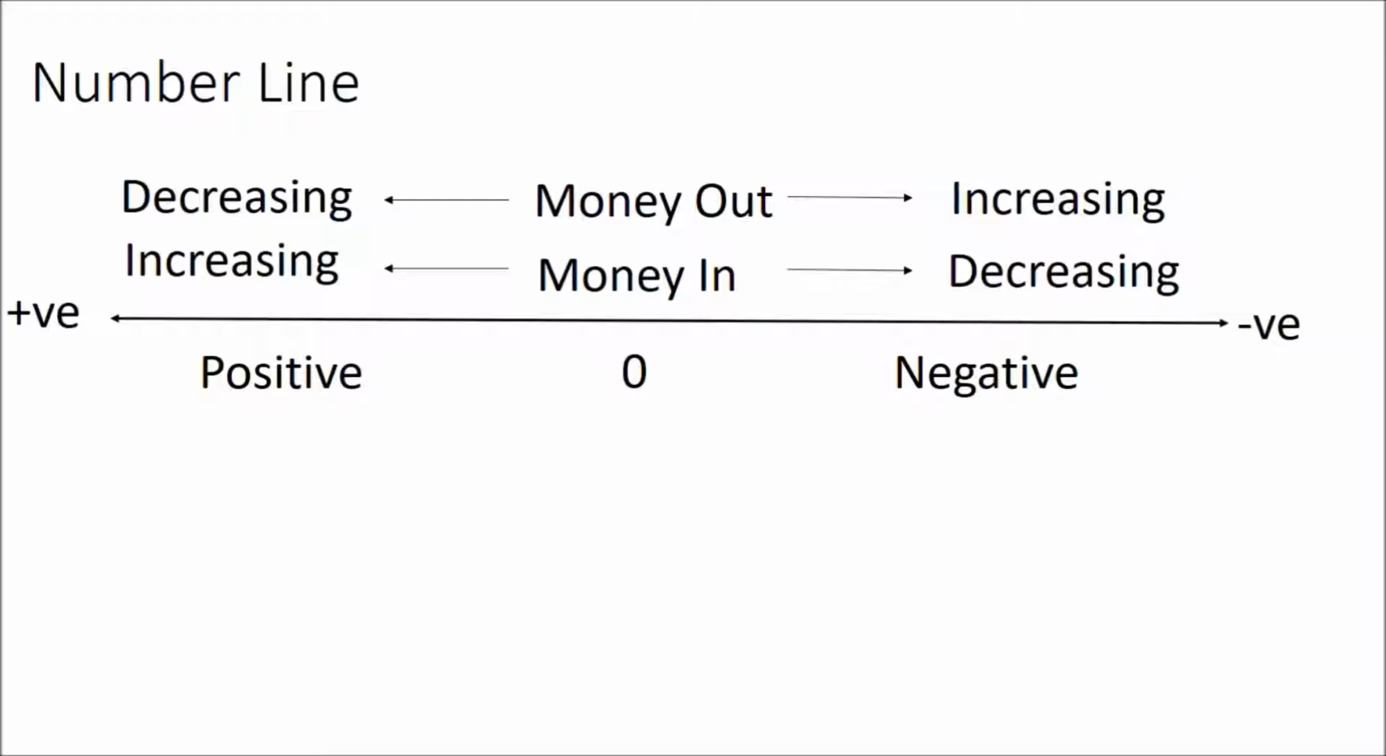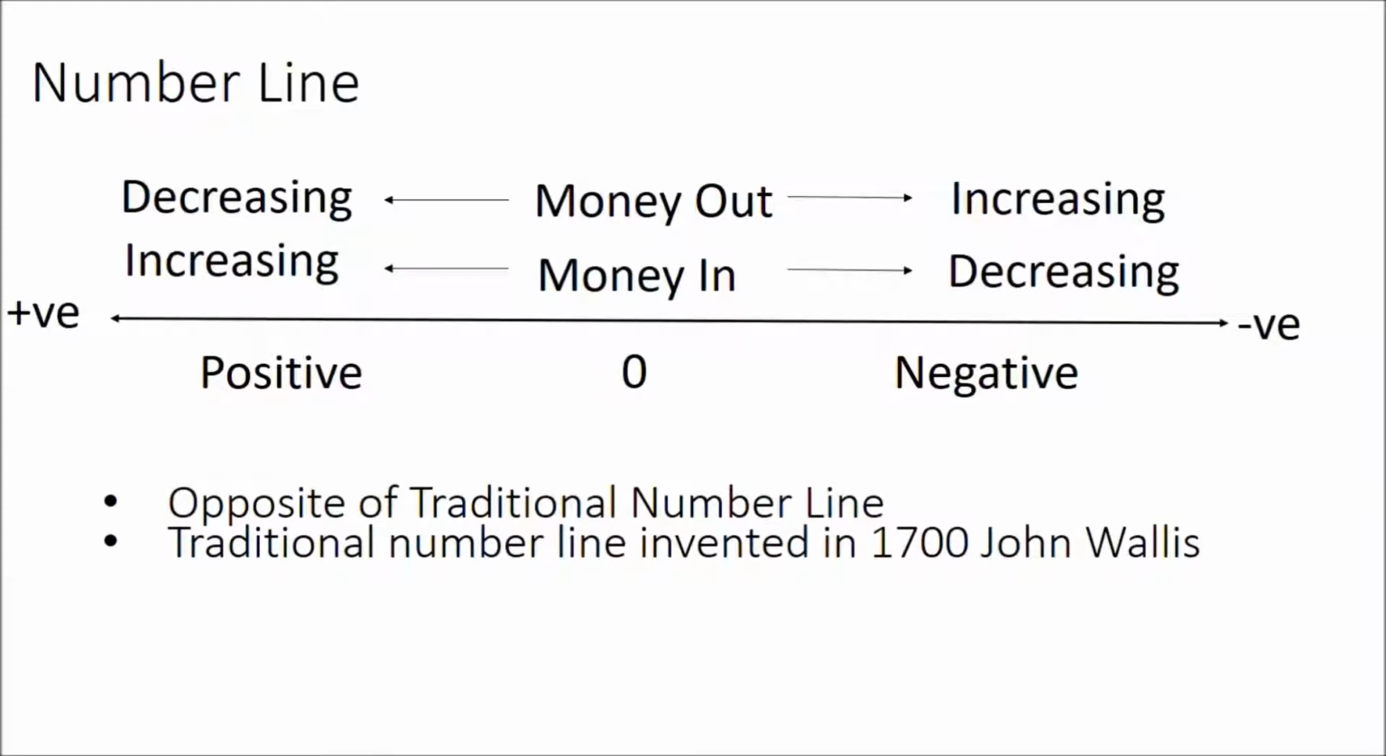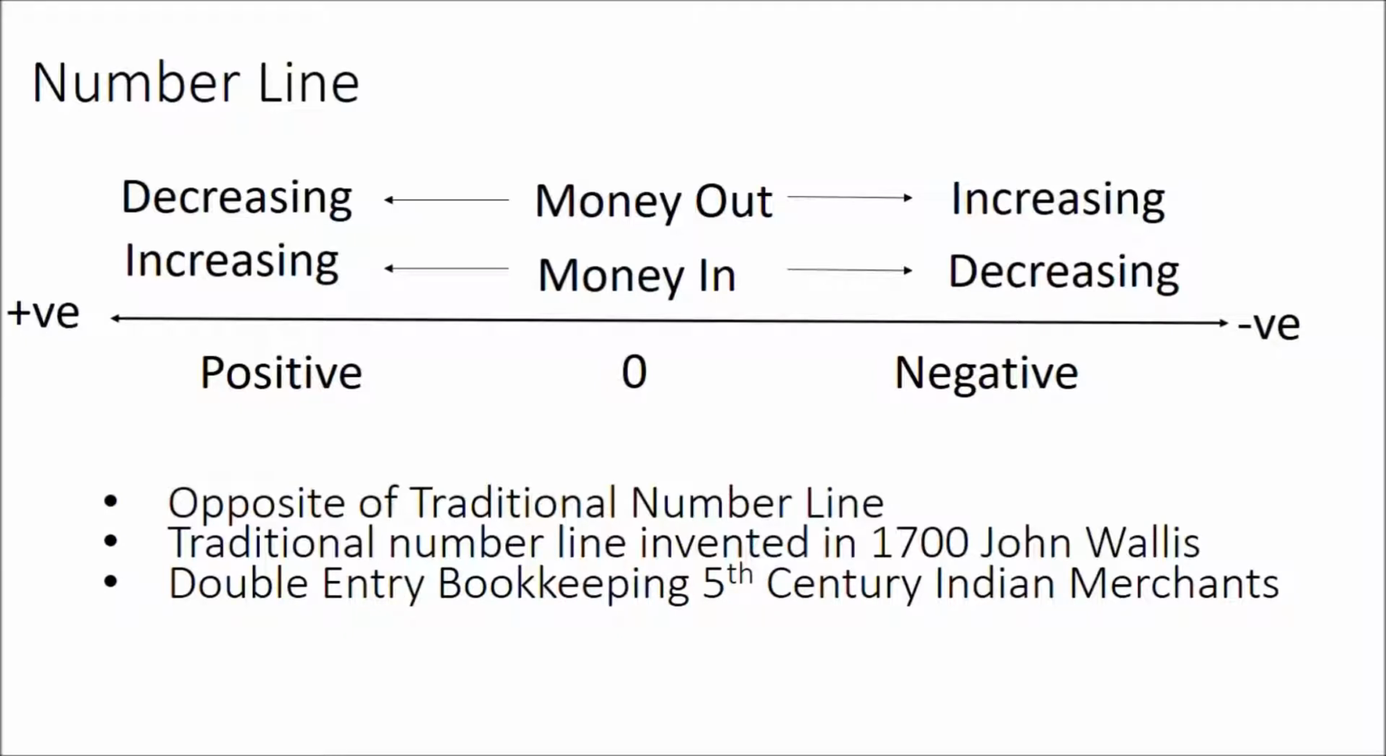Now, of course, we could take these money in items and money out items, or this positive money and this negative money, and we can put it on a number line. And in accountancy, we put a number line with our positive numbers to the left and our negative numbers to the right. And so our positive numbers to the left would be a decreasing money out item, or an increasing money in item. A negative number would be an increasing money out item, or a decreasing money in item. So we can have these positives and negatives, and remember, for every transaction, the positive money is always going to be equal to the negative money. Now this is the opposite of a traditional number line, Thomas. The traditional number line was invented in 1700 by John Wallis, a mathematician. But the 15th century Indian merchants got there first, and they really invented the number line, and they put it the other way around.